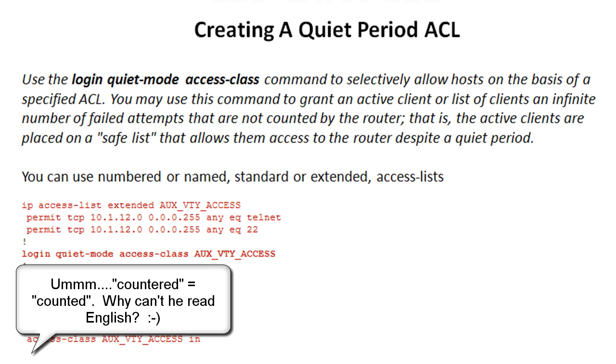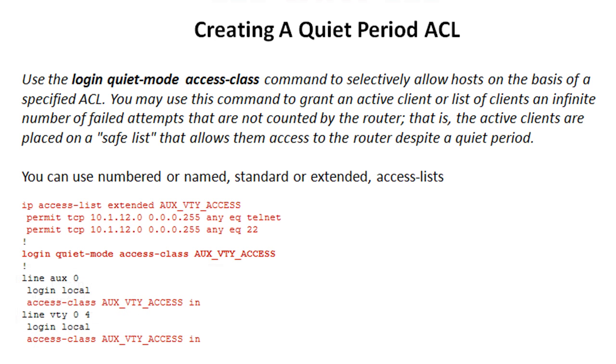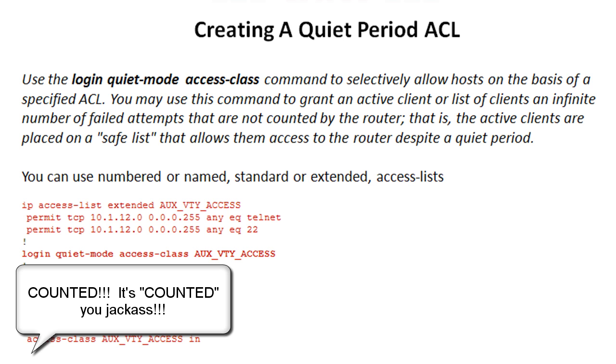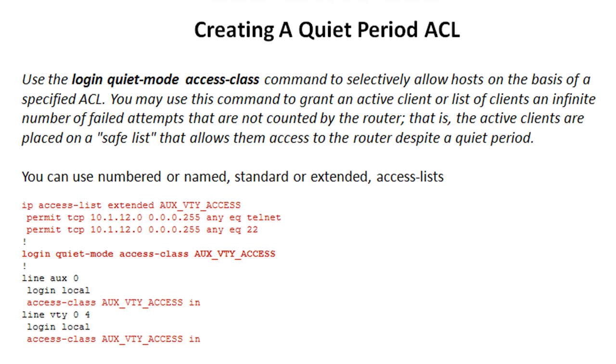So you could see a question that says, hey, what configuration line would you use, or what feature would you use to grant an active client or list of clients an infinite number of failed attempts that are not countered by the router? And you'd sit there scratching your head going, what the hell are they talking about here? Verbiage. It's a little bit confusing there, but to their credit, Cisco does go on to clear this up really nicely in the next part of this sentence.